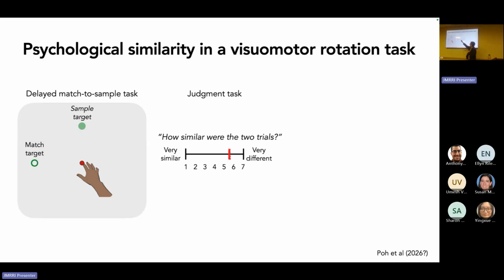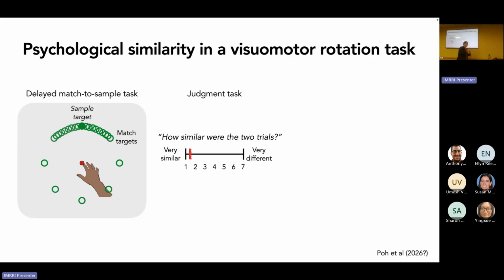And so you might say, well, that was very different. That was 90 degrees away, so I'm going to rate that as 6. But then you give them a different target, like one that's closer to the sample target, and maybe they would rate it as much more similar. So we did this across the workspace, densely sampling around the target because that's where the generalization function is highest, and then we include these as well.